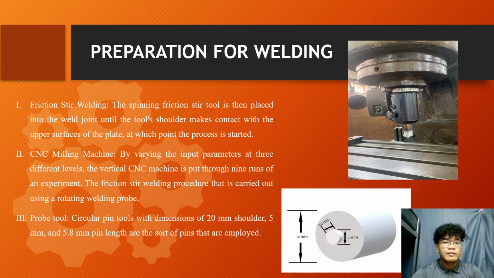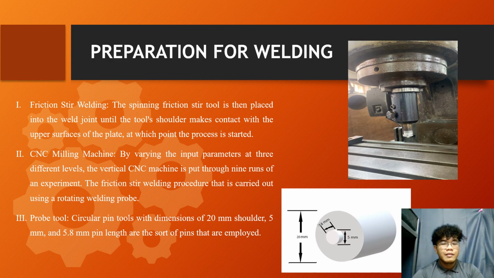Okay, next we go to the preparation for welding. This is the last methodology. First is friction stir welding, which is the main purpose of this experiment. The spinning friction stir tool is placed into the weld joint until the tool shoulder makes contact with the upper surface of the plate, at which point the process starts.